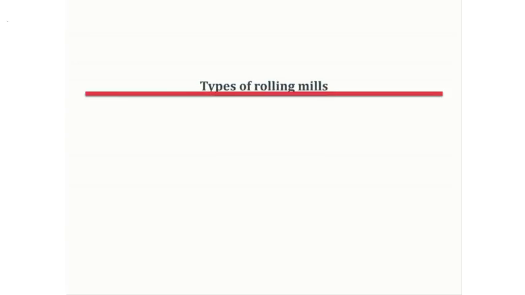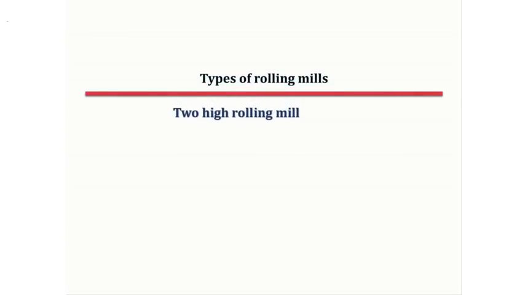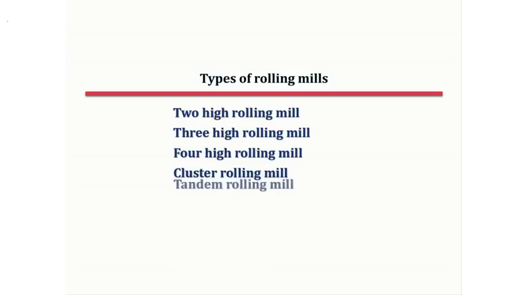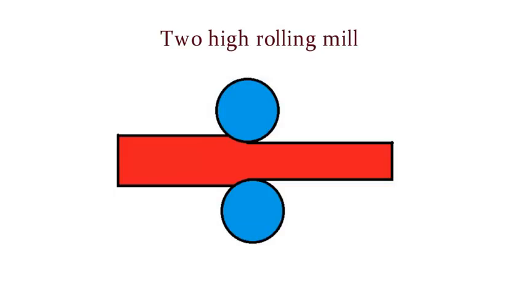Following are the different types of configurations used in rolling mills. First, 2 high rolling mill. Second, 3 high rolling mill. Third, 4 high rolling mill. Then cluster rolling mill, and last is tandem rolling mill. Let us discuss all the rolling mills one by one. First is the 2 high rolling mill.